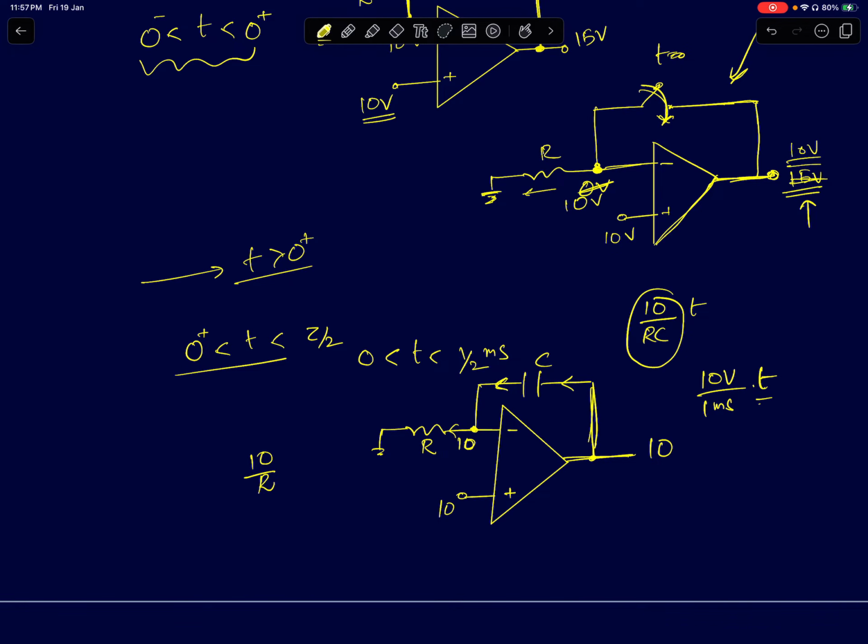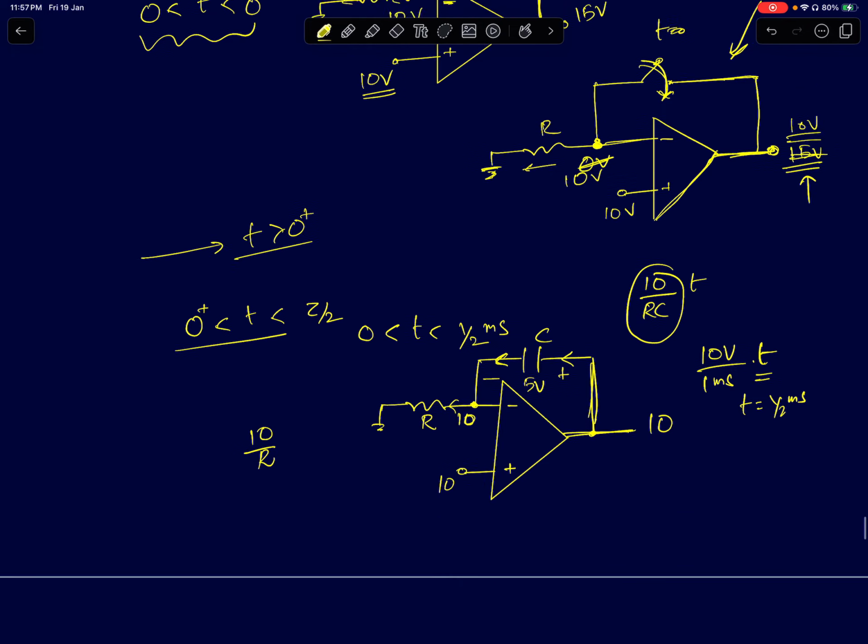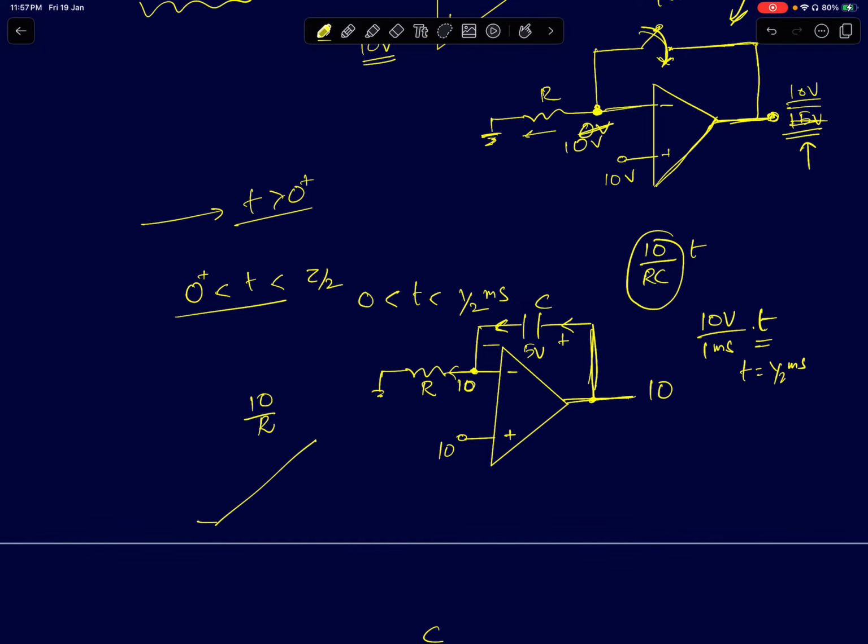Now if you see, when t reaches half a millisecond, this will be 5 volts. So the capacitor will have 5 volts across it. Initially it is at 0, it rises to 5 volts at half a millisecond. When it reaches 5 volts, the op-amp's output is now at 15 volts. The moment the op-amp reaches 15 volts, it is saturating. It cannot increase anymore.